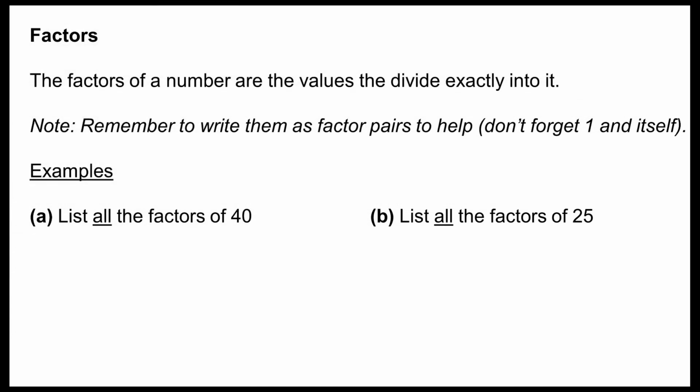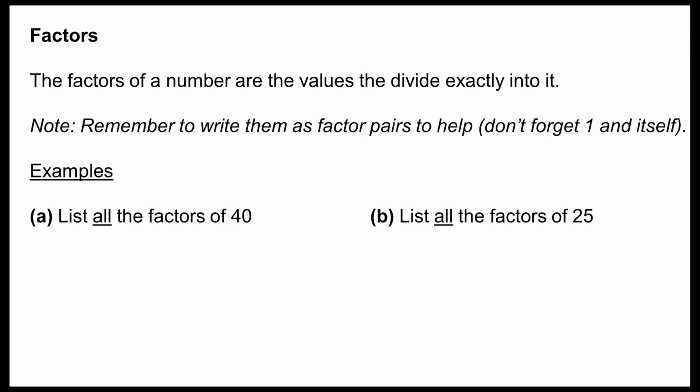The next thing you need to be able to calculate are the factors of a number. The factors of a number are the values that divide exactly into it. You can use factor pairs to help you get all of these factors, and don't forget that the number itself and 1 are always a factor pair.